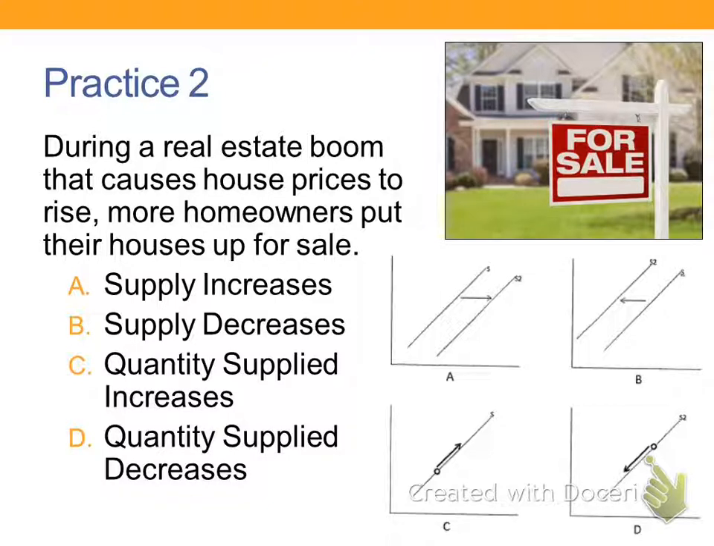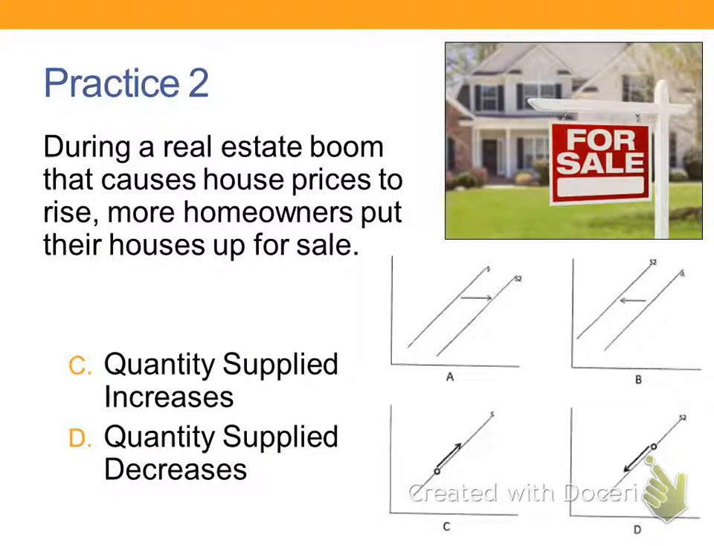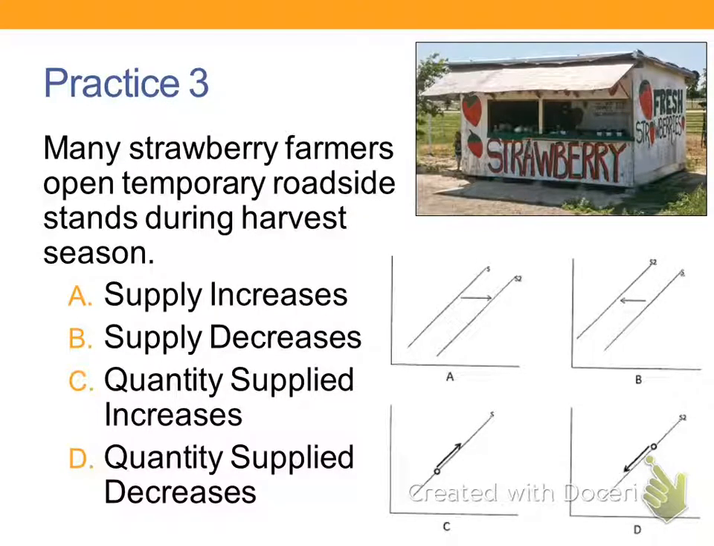Number two, during the real estate boom, it causes house prices to rise. More homeowners put their houses up for sale. So for this one, we're not having a shift to the left or to the right. The only thing that's changing is price. Therefore, we can get rid of our A and B, and because prices are going up, we know that quantity supplied also has to go up. Therefore, it's letter C.